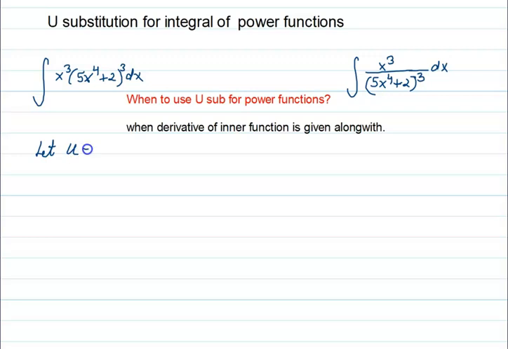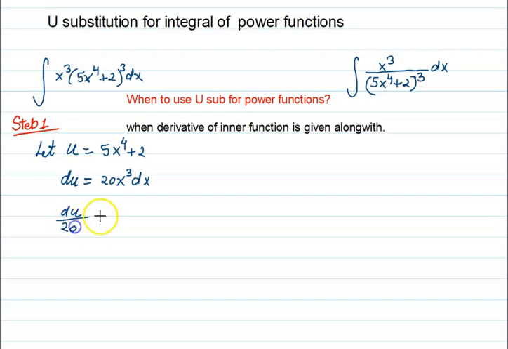First we assume the inner function as u, then take the derivative of both sides. We get 20x cube. The derivative of constant 2 is 0. So here the derivative is 20x cube dx. In the given expression, we are given only x cube. For that, we divide both sides by 20 and we get x cube dx equals du over 20.